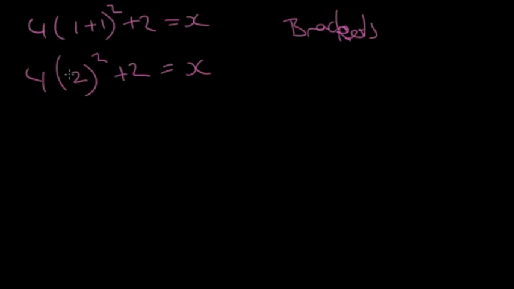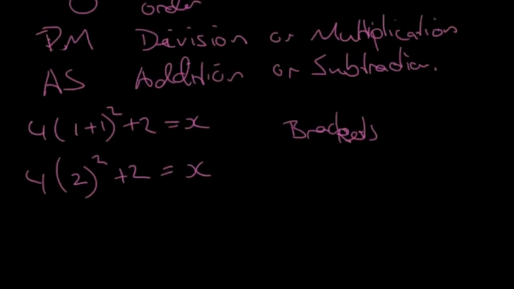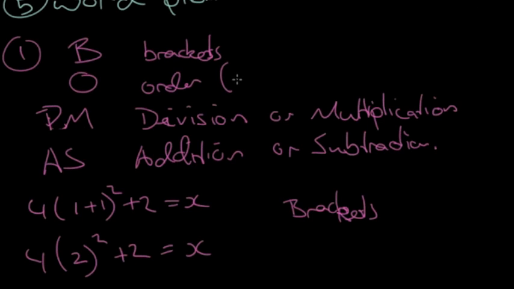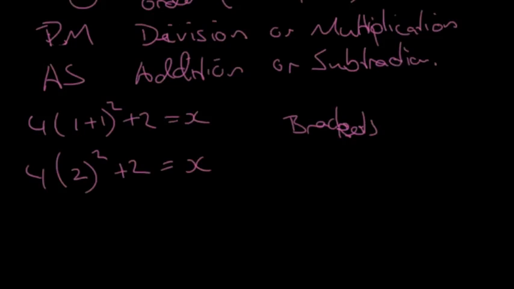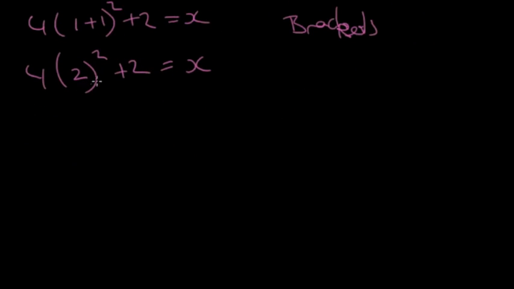The next thing we do is we say, okay, order. Order is things like indices, powers, which is what we have in this case, roots, and stuff like that. So the next thing we can do is our order, and that's our power here. So we can say 2 squared. We leave the 4 there, put a little multiplication sign there now. And 2 squared is just 4. And leave the rest of it the same.